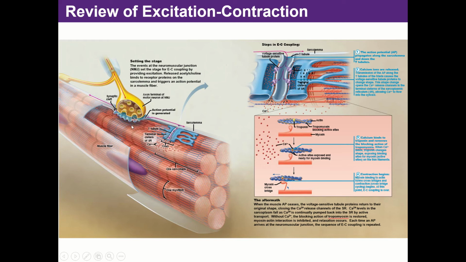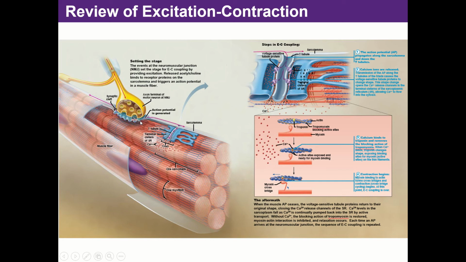And so then that's going to cause the inside of the muscle cell to become positive. So at rest, the inside of the muscle cell is negative. And the same thing for the neuron. At rest, the inside of the neuron is negative. So when we open those chemically gated channels, sodium comes rushing inside of the muscle cell, which now becomes positive.